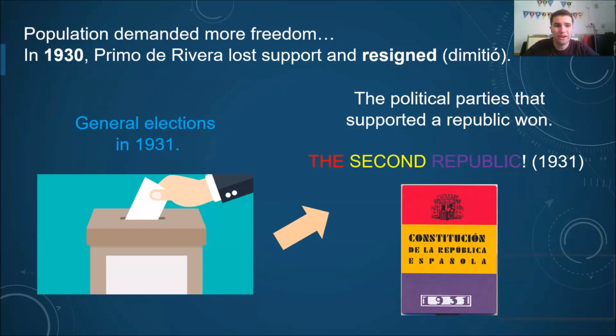But do you think the people were happy with this situation? I don't think so. They demanded more freedom. Querían más libertad. So in 1930, Primo de Rivera lost support and resigned. En 1930, Miguel Primo de Rivera pierde el apoyo de la gente y dimite. So, general elections were held in 1931. There are general elections where people have to vote for a new form of government. And the political parties that supported the republic won. Do you remember that in the last unit we were studying that the republic is a way of government with no king? There is a president and the people have more freedom.